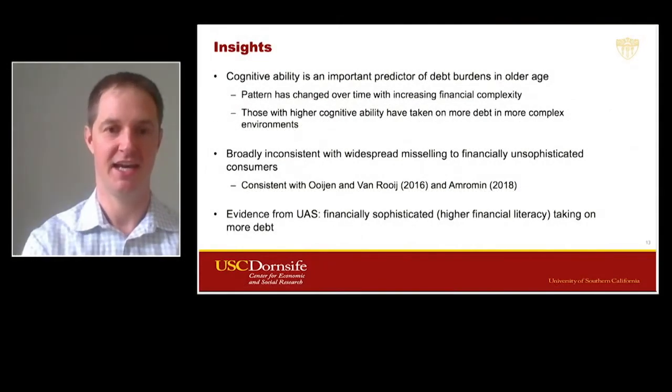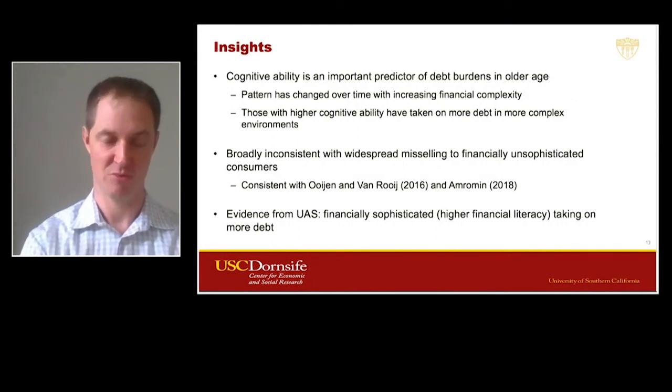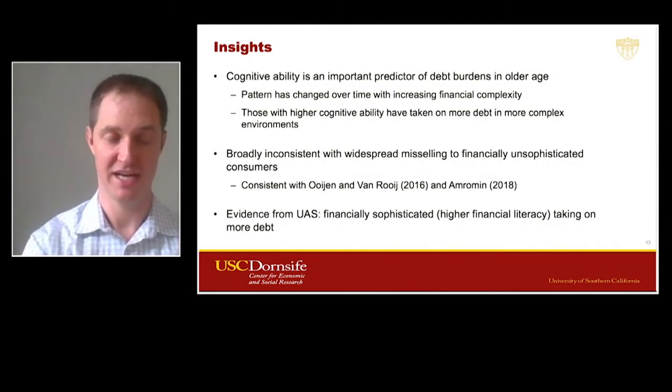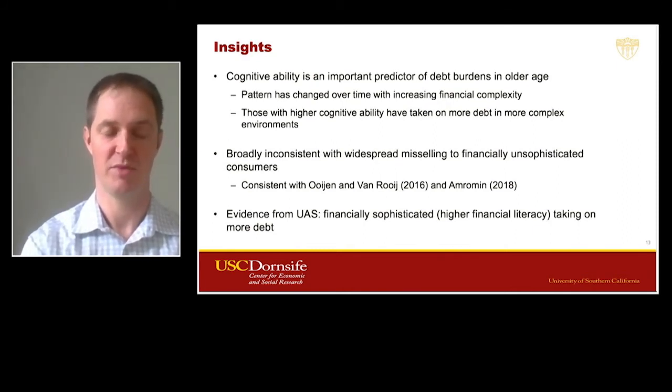So we find in our analysis that cognitive ability is, in fact, an important predictor of debt burdens in older age. And importantly, this relationship has changed over time with the increase in financial product complexity. Particularly, individuals with higher cognitive ability appear to be the ones taking on more debt in more complex environments. So this is broadly inconsistent with a story where there's widespread mis-selling of financial instruments to predominantly lower cognitive ability or less sophisticated households, which is leading them to be disproportionately indebted.